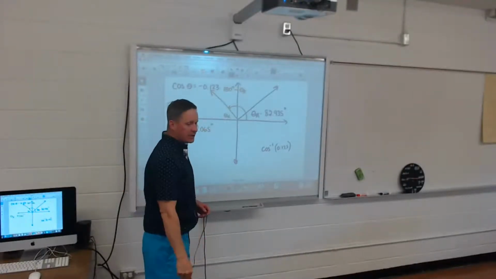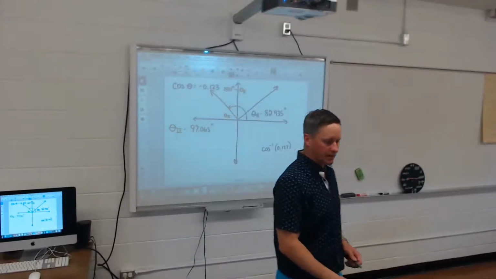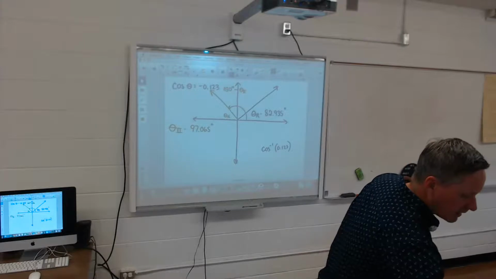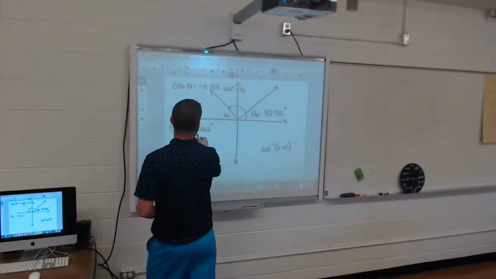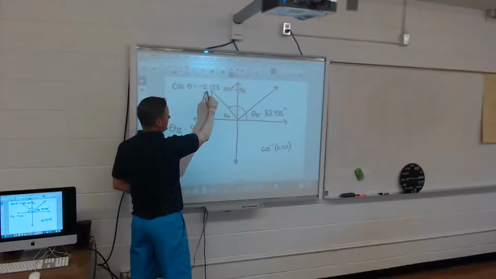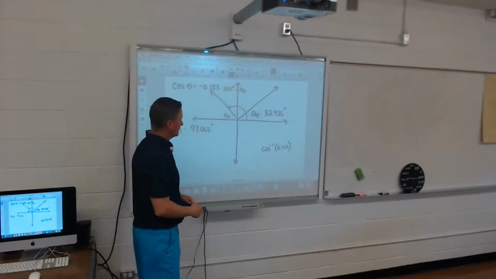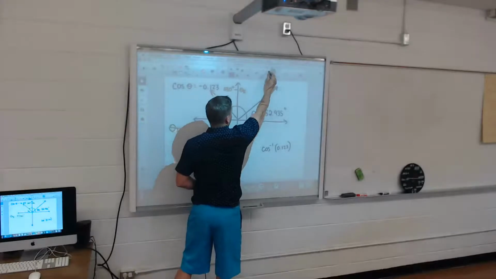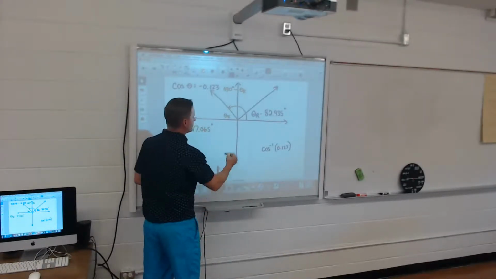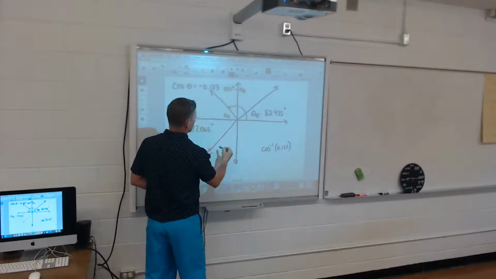So if you were to punch into your calculator the cos of 97.065, you would get the ratio to be minus 0.123. So there's the second quadrant. But cos is also negative in the third quadrant. So I need to find this angle right here.